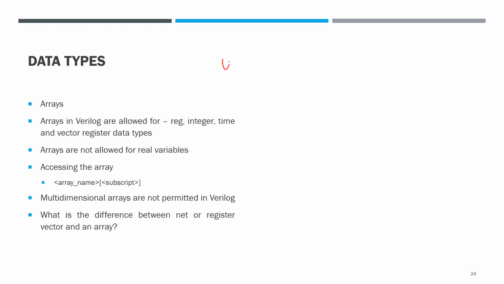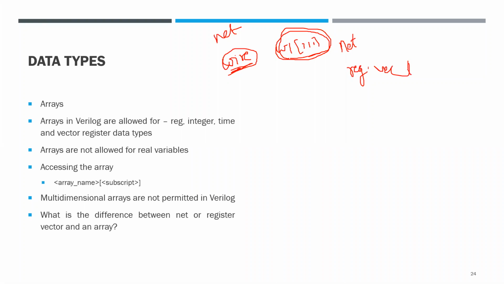Now, previously we had seen that we had declared some wire, that is the net data type, with the help of the keyword wire. We specified something w1 and then we gave some number. So this also appears as though it is an array, but what is the difference between this net and the register vector? What's the difference between these two and the array? That is what we have to understand.